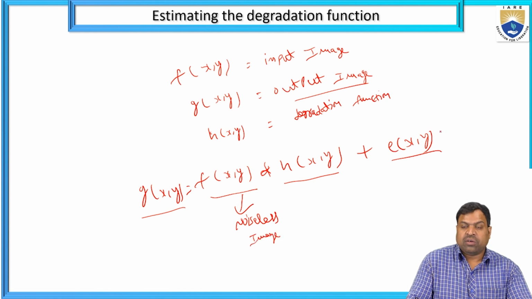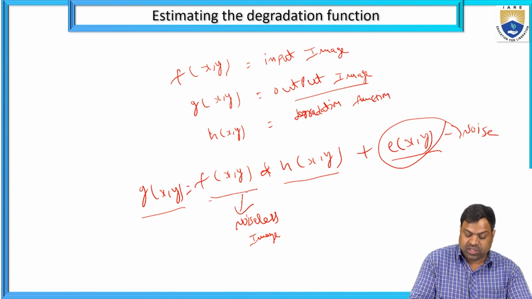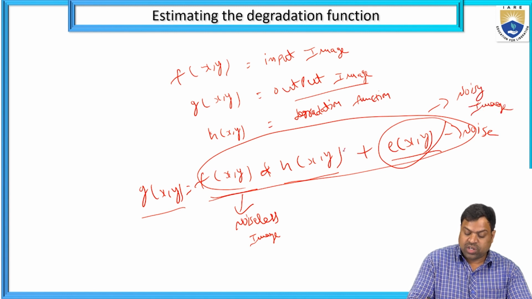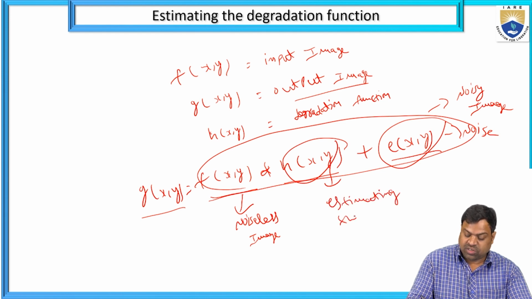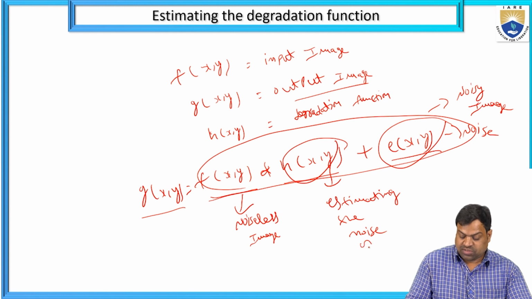But what is happening in the meanwhile? The noise is added to the original image. So for the noiseless image, noise is added. So what does that mean? Totally it is a noisy image. But what do we have to do? H of x comma y is estimating the noise, or to reduce noise.